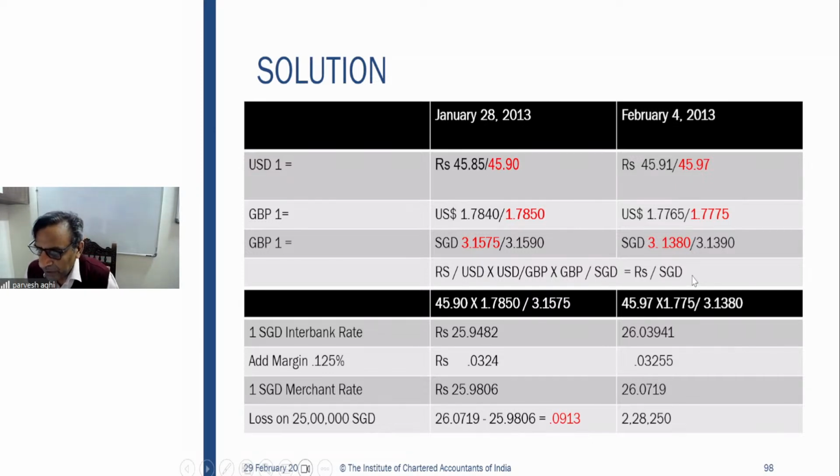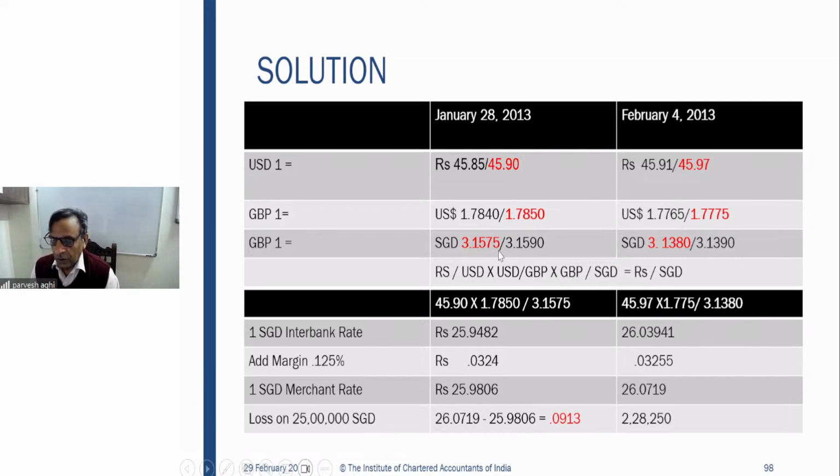So we need to have these rates. Now, since the first two rates are in order, only the third rate is given in European terms. So this is American, this is European. So we need to convert this also into American.